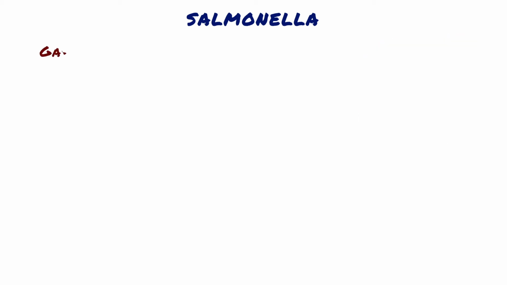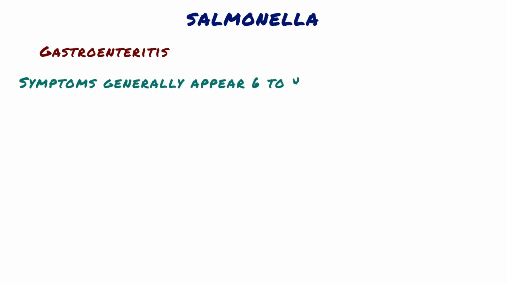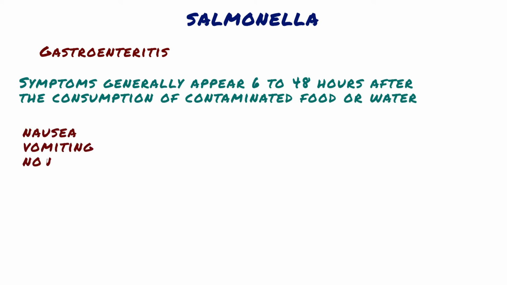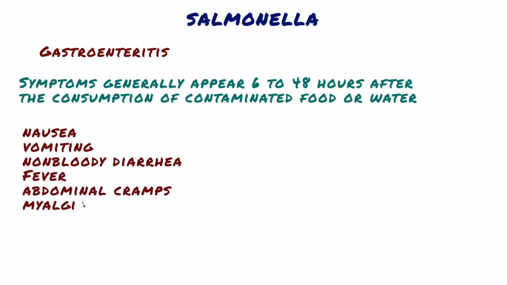And the last one is gastroenteritis. Gastroenteritis is the most common form of salmonellosis in the United States. Symptoms generally appear 6 to 48 hours after the consumption of contaminated food or water, with the initial presentation consisting of nausea, vomiting, and non-bloody diarrhea. Fever, abdominal cramps, myalgias, and headaches are also common. Symptoms can persist for 2 to 7 days before spontaneous resolution.